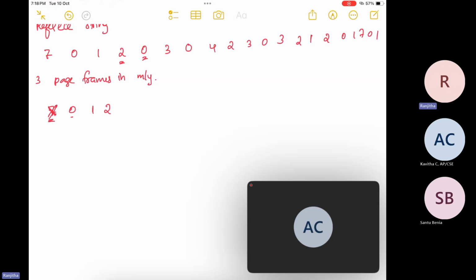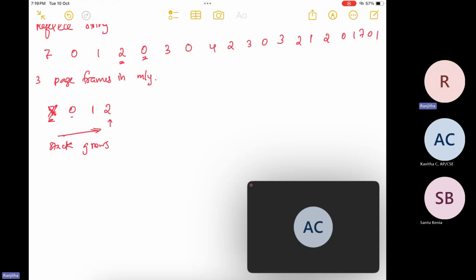What I normally do for LRU is I write it as a stack so that it's easy to understand which is the least recently used. Every time a frame is used, it will be brought to the top of the stack. Assume the stack is growing in this direction. So this is the top element at present.